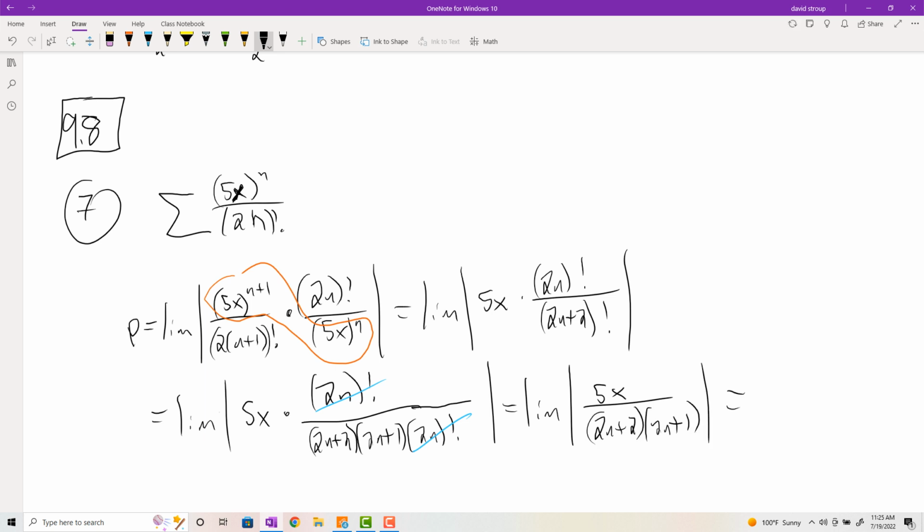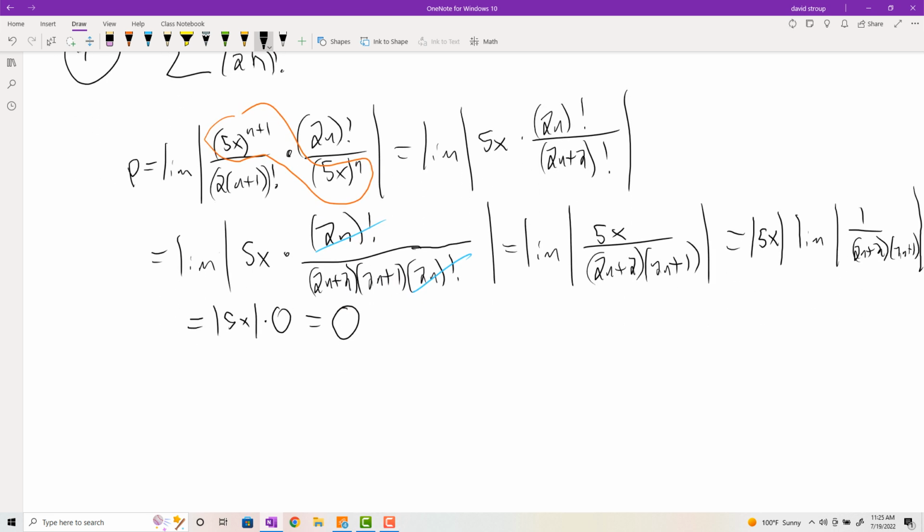Okay, and that form is L over infinity, right? That 5x is just some sort of constant. If you would like to, you can factor it out completely and not have to worry about it, and just take the limit of the absolute value of 1 over 2n plus 2 times 2n plus 1. Okay, so you'd end up with the absolute value of 5x times 0, and anything times 0 is just 0. So the rho value in this case is always going to be 0 no matter what x you pick. That value is always less than 1, which implies it's convergent everywhere. Converges for all x.